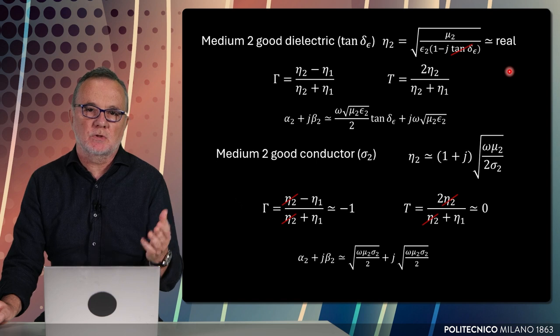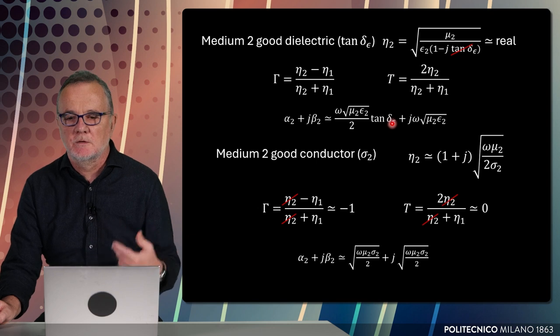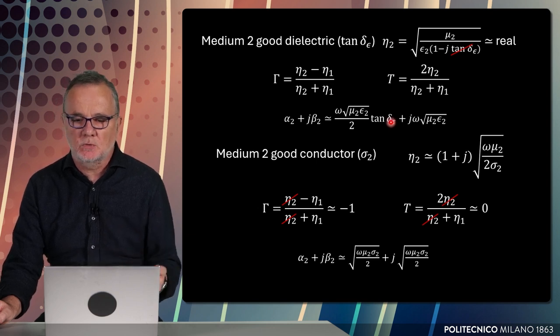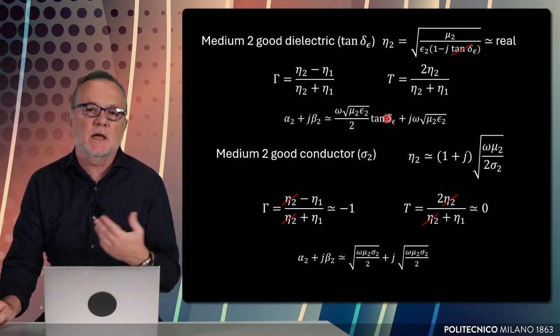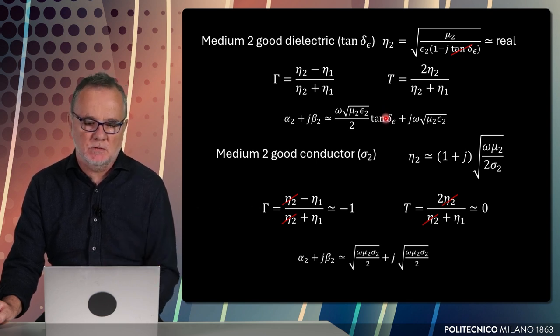But in the propagation in material 2, due to losses, we also have an attenuation. This attenuation can be expressed as a function of the parameters of the material by this formula. So in material 2, if it is very long in extension, we cannot neglect the absorption, and we must include the attenuation.